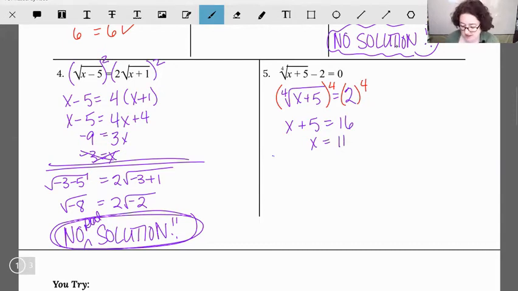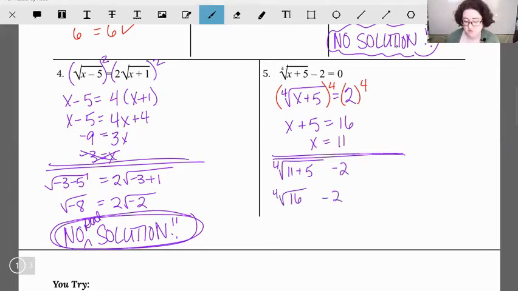So let's plug it in and see what happens. So 4th root of 11 plus 5, and then minus 2 should end up coming out to 0 if this checks. And 4th root of 16, we already did the math. We know the 4th root of 16 is indeed 2, and 2 minus 2 equals 0. So this problem checks out.